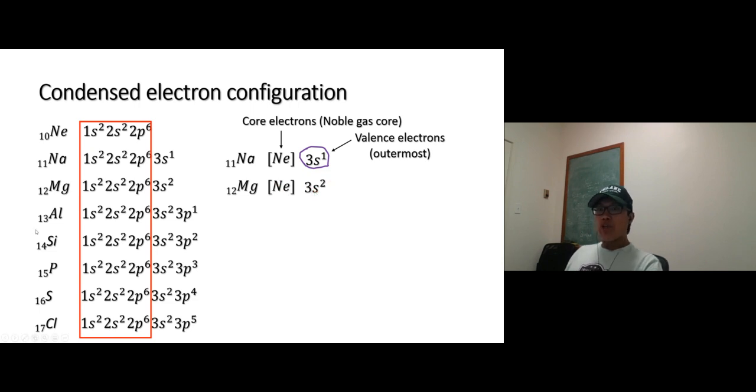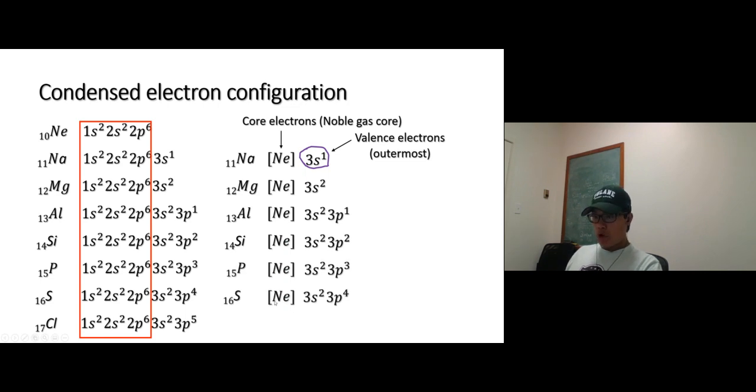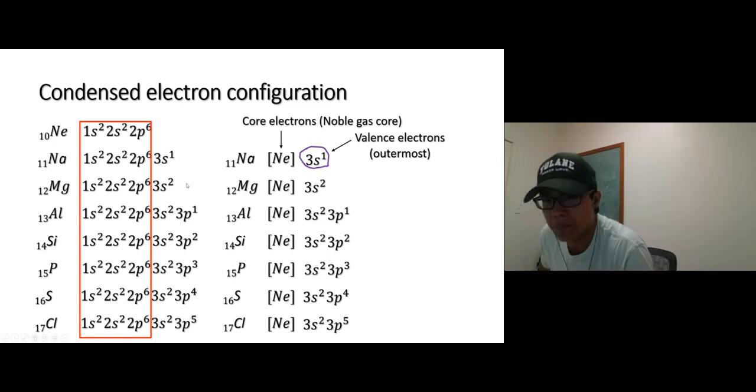Okay, can you pause the video right here? Rewrite the electron configuration of aluminum all the way down to chlorine using the neon noble gas core. Okay, and then check this with me. Aluminum, got that? So 3s2, 3p1, leaving the valence electrons. Silicon right here, 3s2, 3p2, neon inside. That's phosphorus, that's sulfur, and that's chlorine. So it shouldn't be that hard.